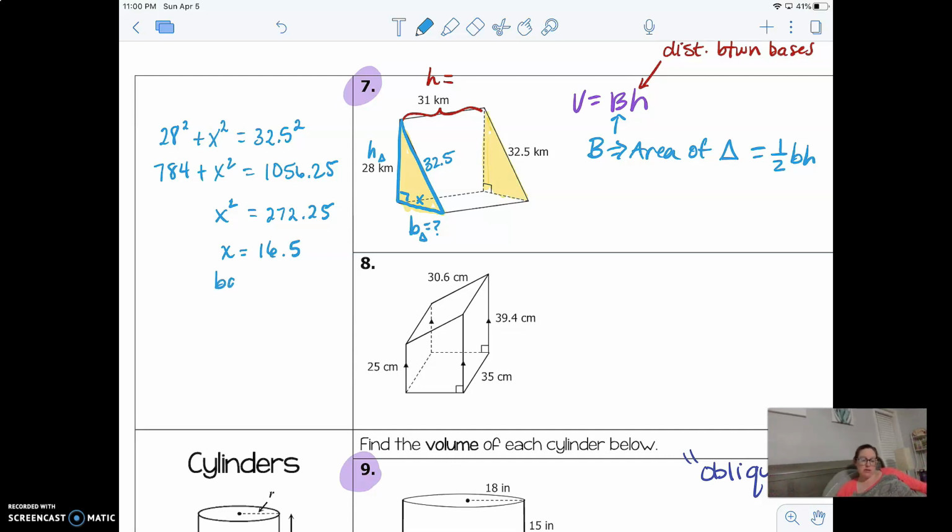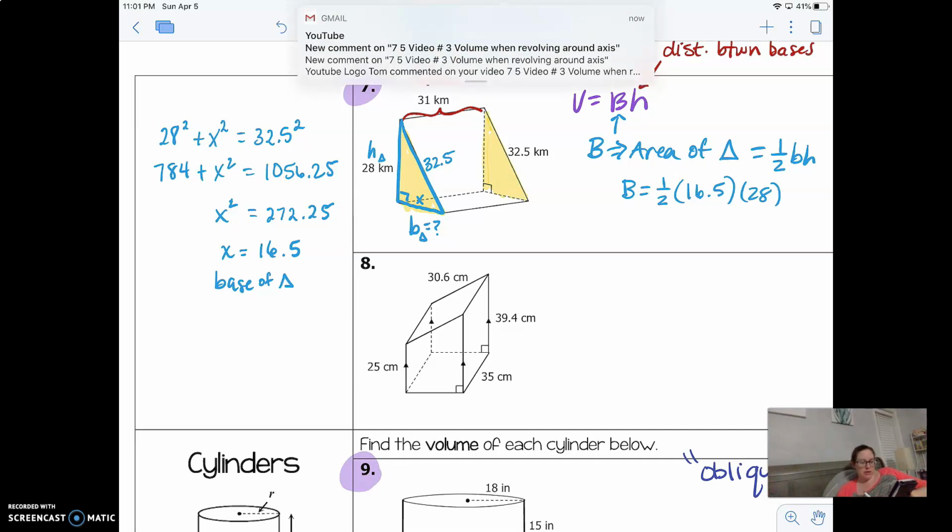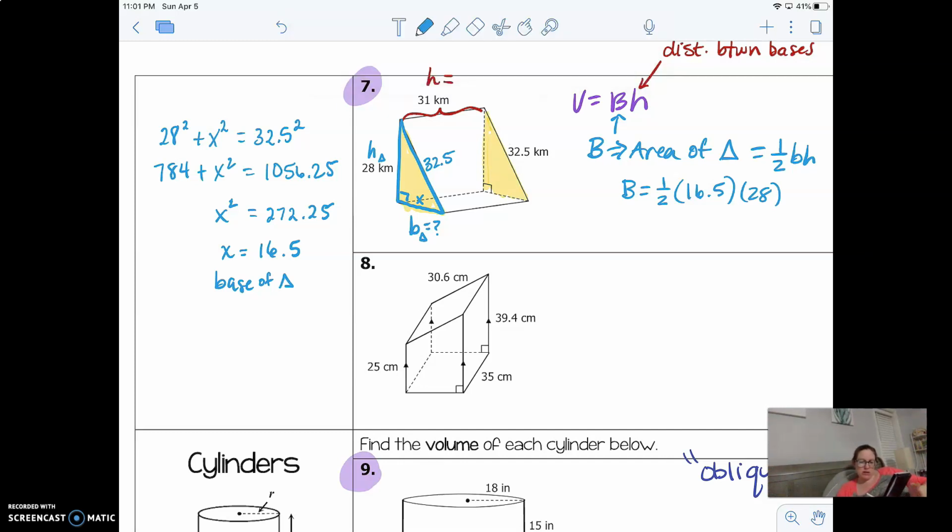That is the base of the triangle, which means I can plug it into the formula for area of the triangle. So we're going to go back over here. Capital B, area of the triangle, is half times 16.5 times height of the triangle. Be careful, that's 28. Okay, so this is multi-step. Times 28. Thank you. Divide by 2. So capital B is 231.